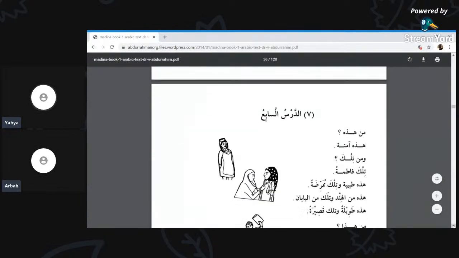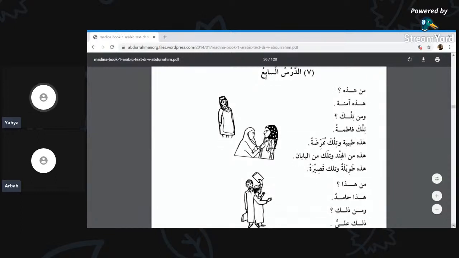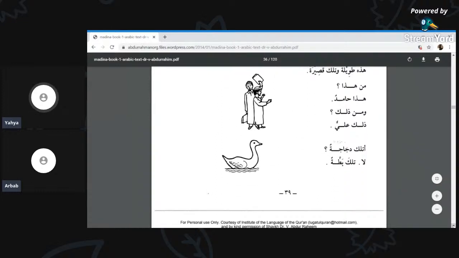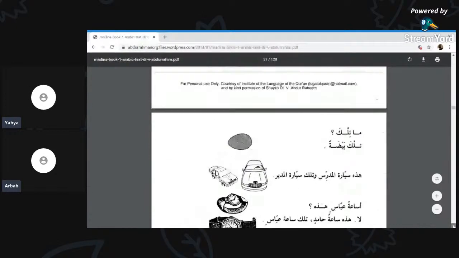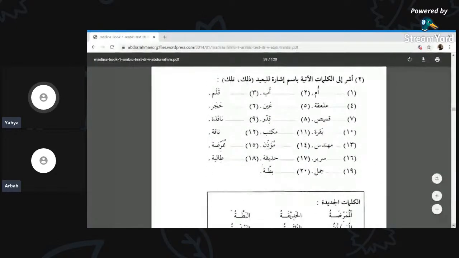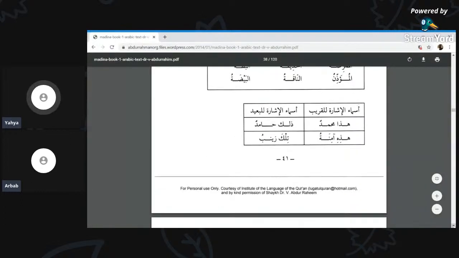All right, good. Ad-dars as-sabi', the seventh lesson. It looks like they're introducing on the third line tilka, which we said is the feminine form of dhalika. Scrolling through, it's giving us exercises. Here's an exercise for dhalika and tilka. Okay, another nice little box.